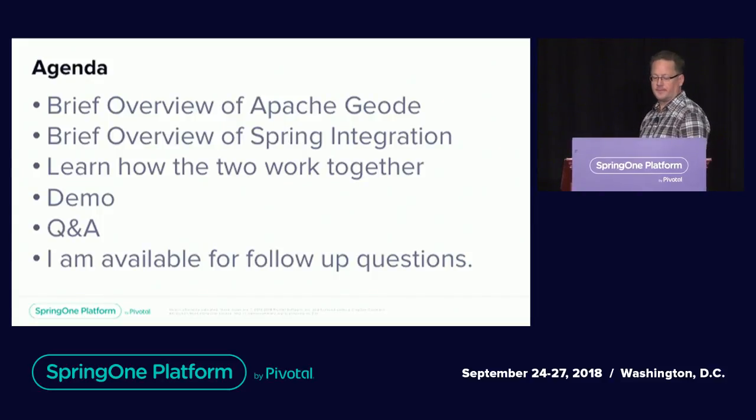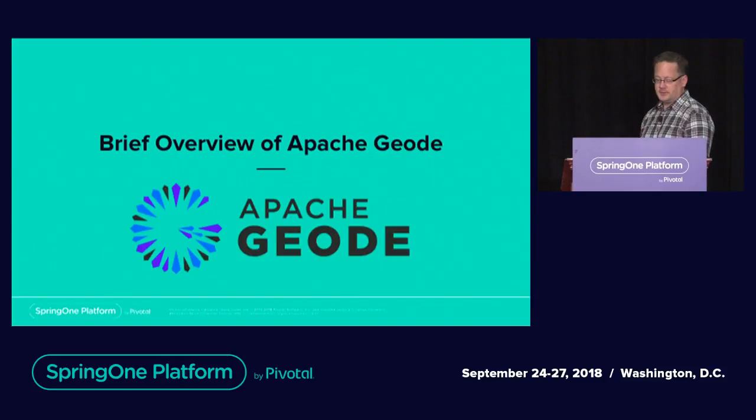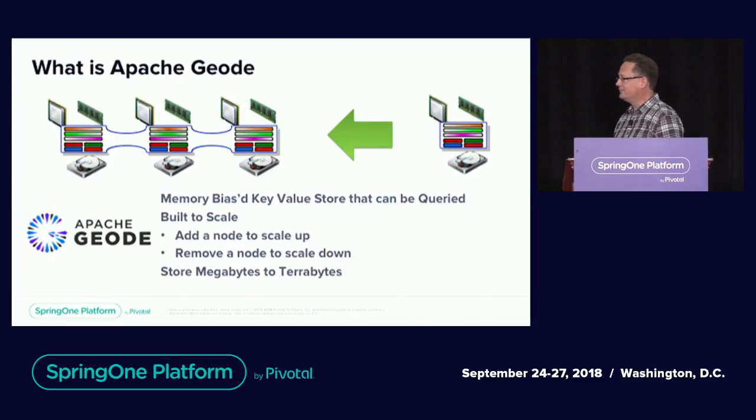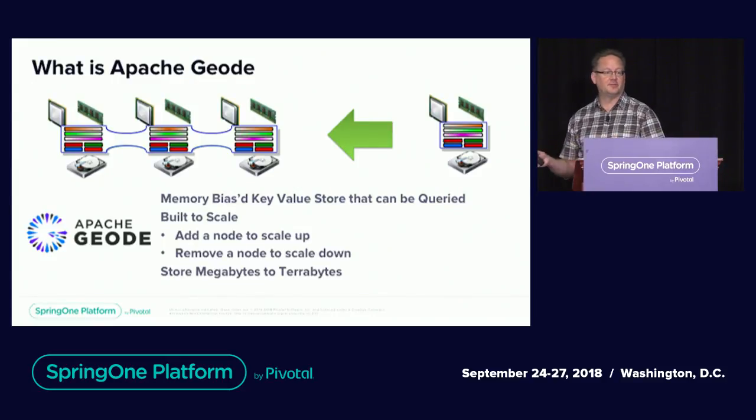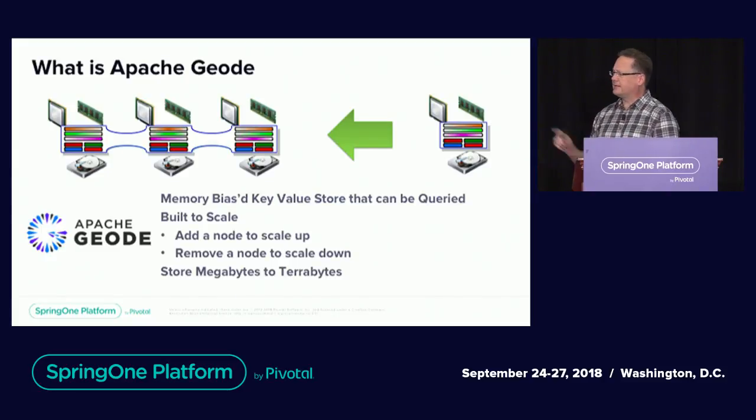Okay, so what is Apache Geode? Well, it's a memory-based key-value store. It can also be queried, so not only are the values stored there, you can actually go off and query it. The query language is called OQL, and that's because your values end up being objects. So it has a nice query language, and I think I have an example later on of what it looks like.